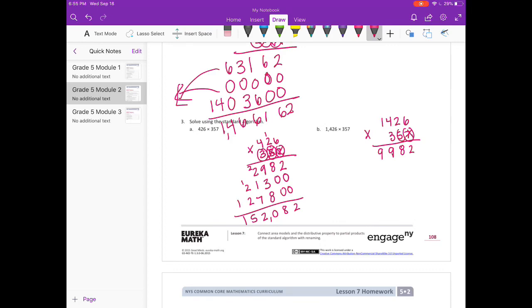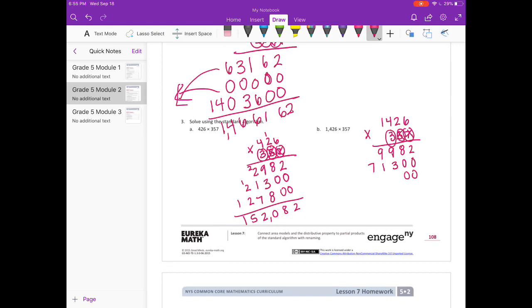Done with the 7, on to the tens place. 5 times 6 is 30, carry the 3. 5 times 2 is 10, plus 3 is 13. 5 times 4 is 20, plus 1 is 21. And 5 times 1 is 5, plus 2 is 7. Done with the tens place, on to the hundreds.